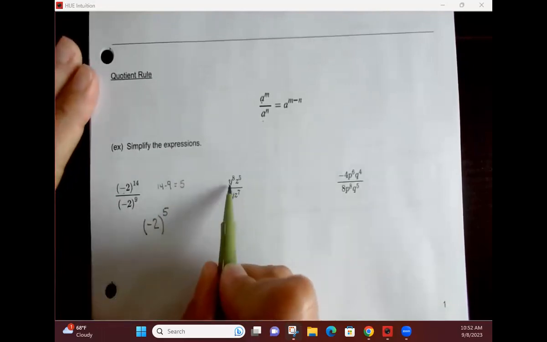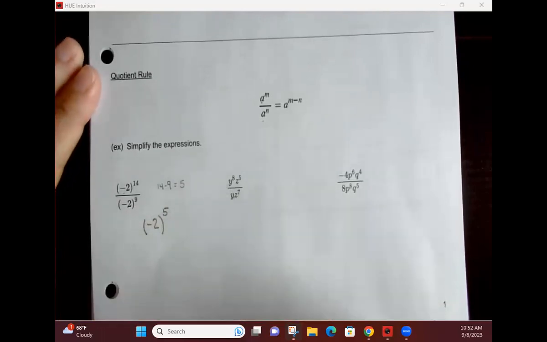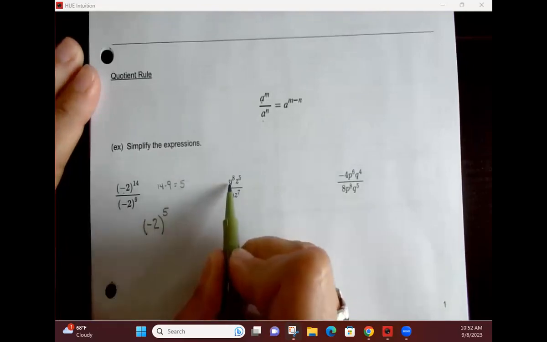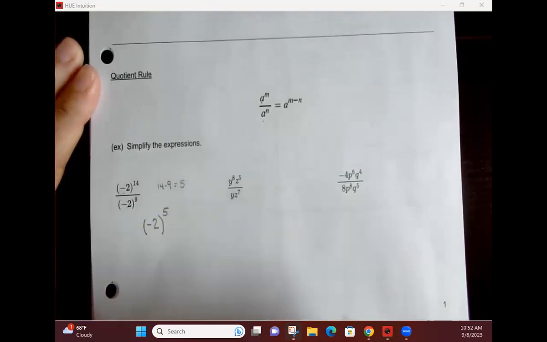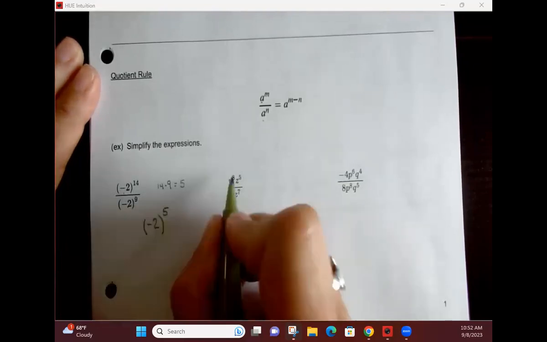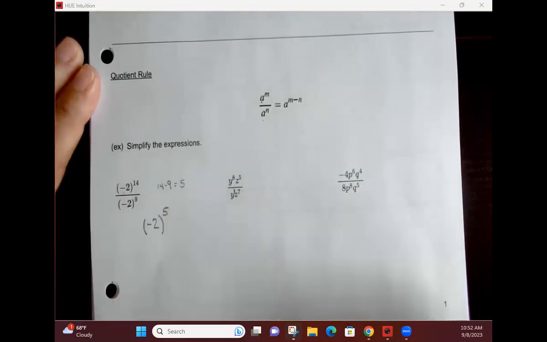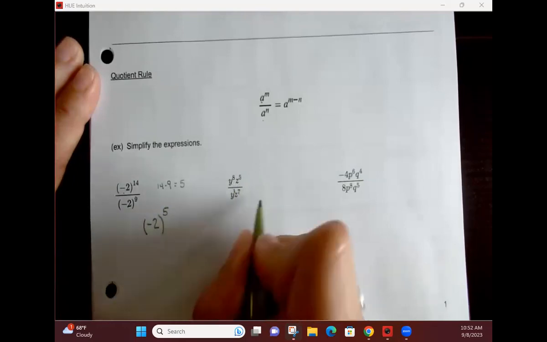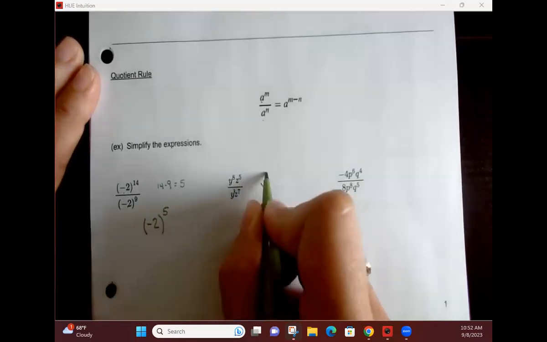In our second example here, I've got y's and z's. I've got some y on the top and bottom, some z's on the top and bottom. So we're going to use that quotient rule. For y's, I've got y to the eighth on the top, and y to the first on the bottom. So we subtract those exponents. 8 minus 1 would be 7. So I get y to the seventh here.